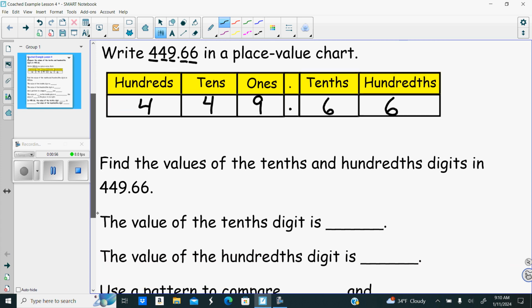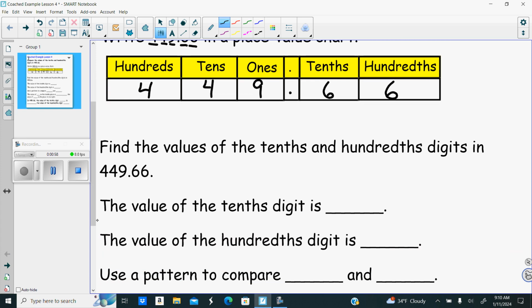Now we're going to find the values of the tenths and hundredths digits in 449 and 66 hundredths. If you look at the digits that are in those place values, there's a 6 in the tenths and there's a 6 in the hundredths. They look similar, but they have a different value.